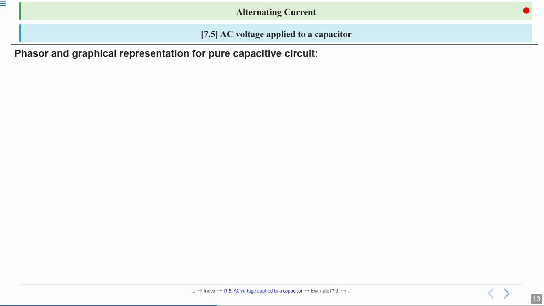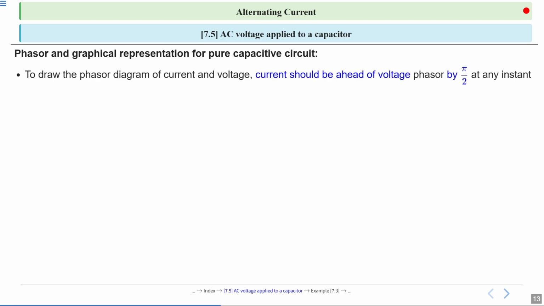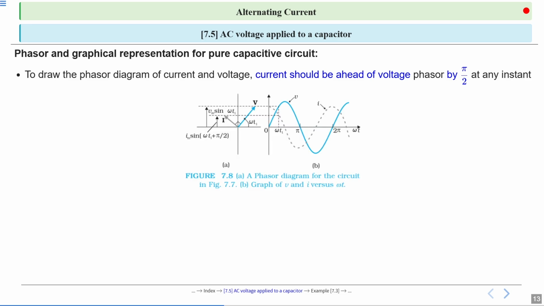Now the phasor and graphical representation of a pure capacitive circuit. To draw the phasor diagram of current and voltage, the current phasor should be ahead of the voltage phasor by pi by 2 at any instant. Drawing the phasor diagram is an easy way to show the phase relationship, but a graph is difficult to understand. That's why phasors are easier to understand.